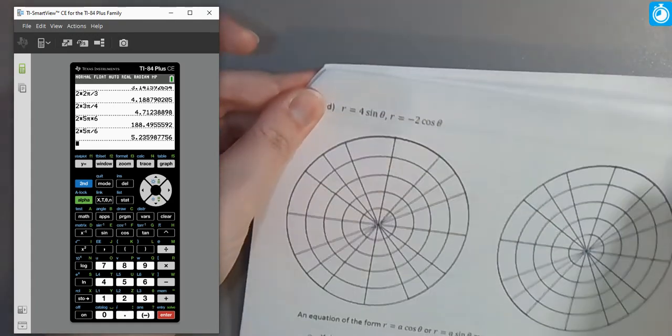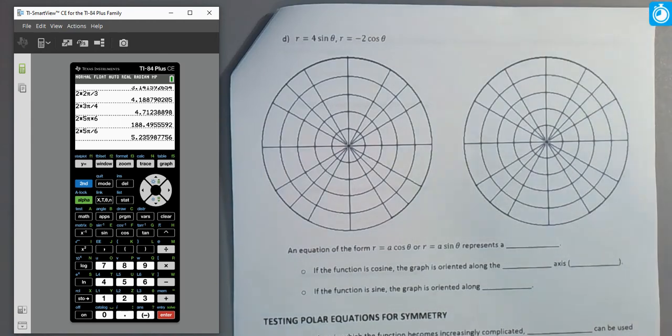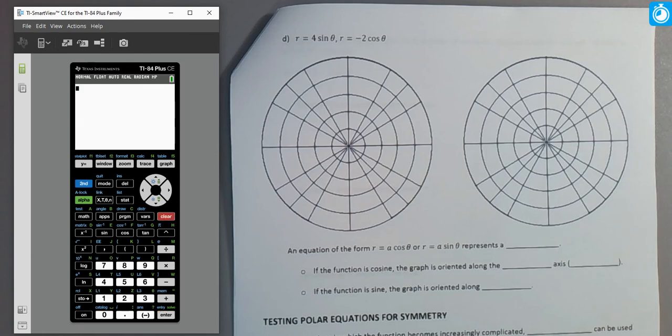Okay, let's look at a couple of additional ones. Add in a trig function, what we're used to seeing. So let's do 2 and see if we can generalize what we see from both of these. So for our first one, let me clear out that. We have r is equal to 4 times the sine of theta, and r is equal to negative 2 times the cosine of theta. We want to graph these on separate grids.